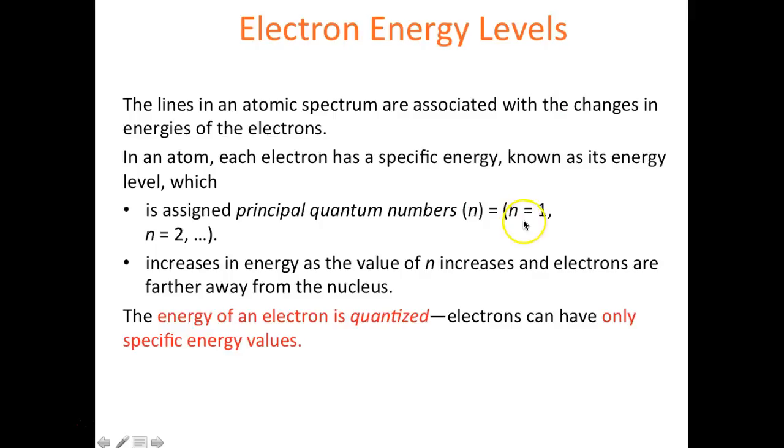and as the value increases, that means it has more energy. This is the closest one to the nucleus, and the furthest one away from the nucleus has the highest energy. Okay, so electrons which are further away from the nucleus have the highest energy.